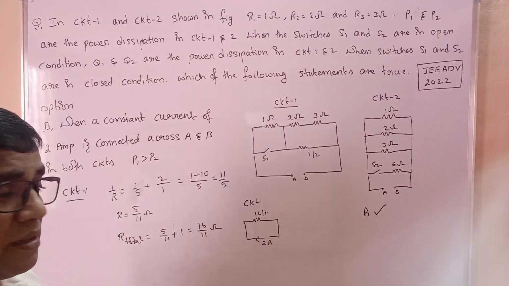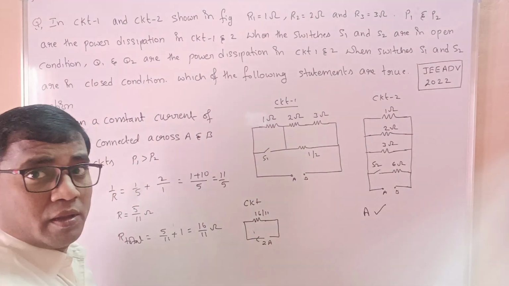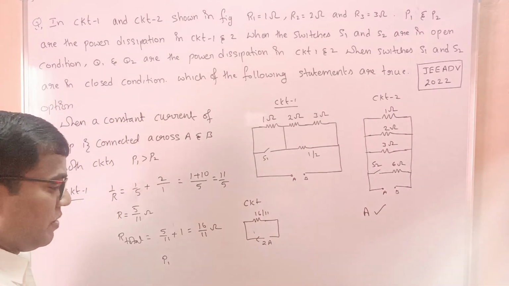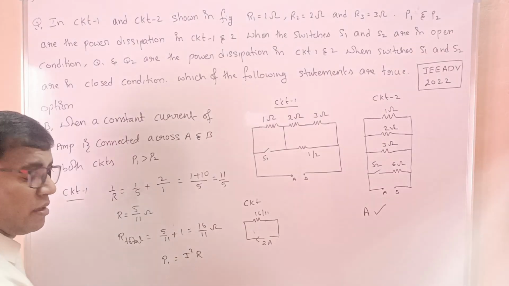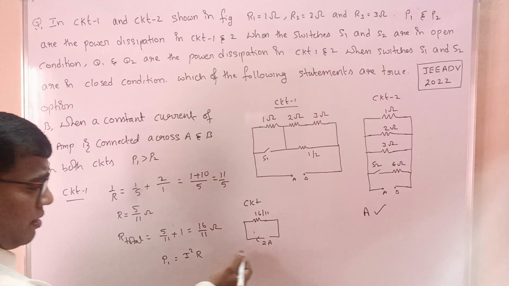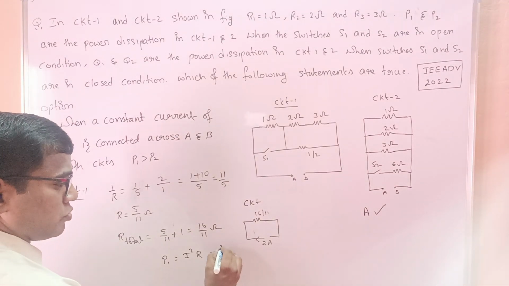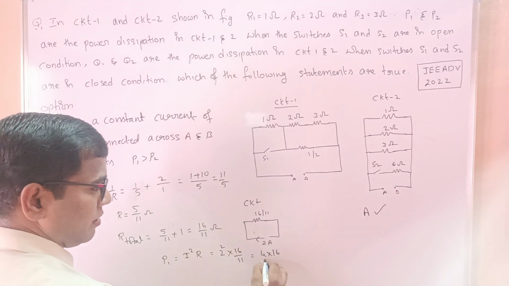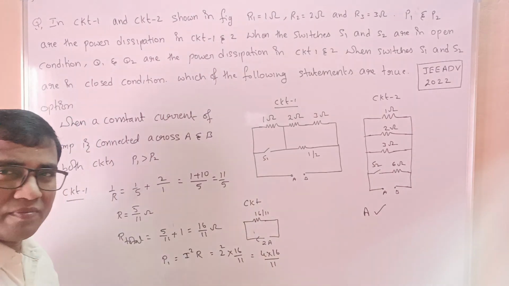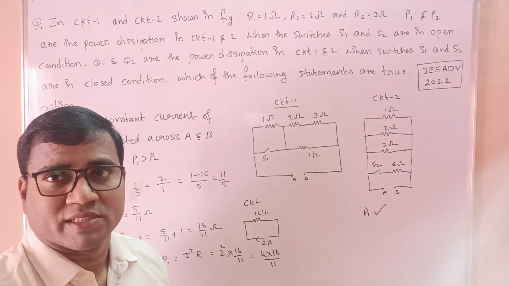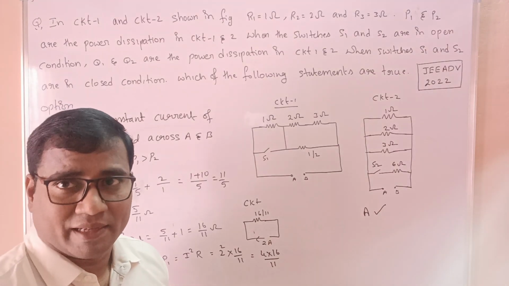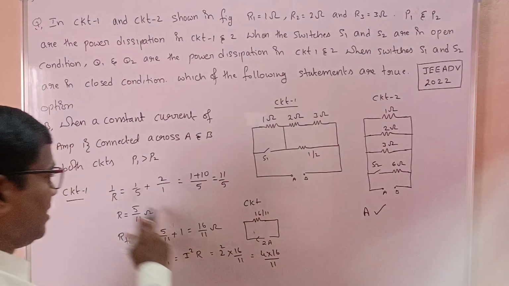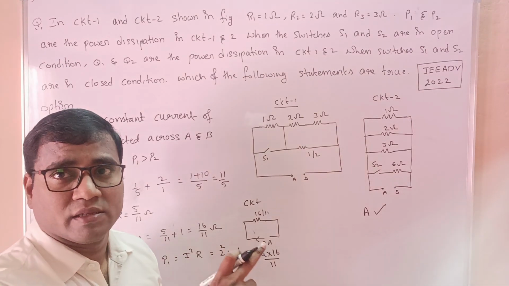When current is flowing, what will be the formula for power? Power P is equal to I square R. So P1 is equal to I square R. Here I is given as 2, so it is 2 square into R, which is 16 by 11. So 4 into 16 by 11 is P1. The SI unit is watt, but there is no need to discuss units here because he is asking only for the comparison. That's why we got P1 is equal to 4 into 16 by 11. In a similar manner, I will calculate for circuit 2 also.